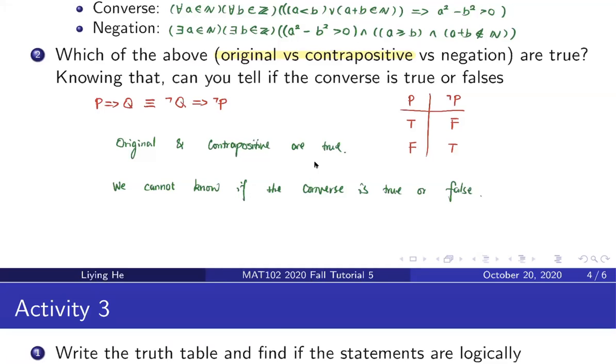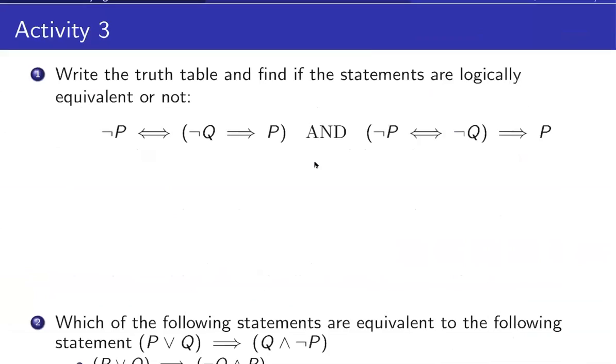So if you can decide your P is true or false, then you can decide if your negation is true or false. Sometimes it's really hard to decide if this is true, but if you take the negation of that, sometimes it's easier to decide if it's true or false. Okay? So it's another proving technique which is called contradiction.